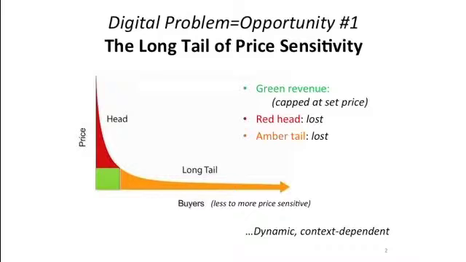The other side of that is the long tail. There are huge numbers of people, depending on your price, who aren't willing to pay your set price. That's a lost opportunity, even though many of them might pay a significant fraction of what your set price is. So there's a lot of revenue there that you're leaving. This is also hard to deal with because it's really dynamic. It depends on the context. It's not a simple curve; it just generally has that shape.